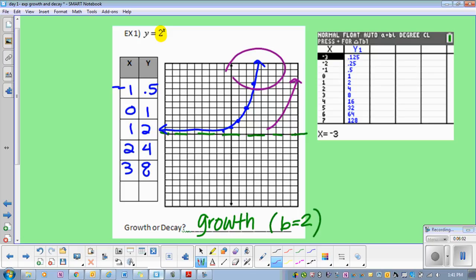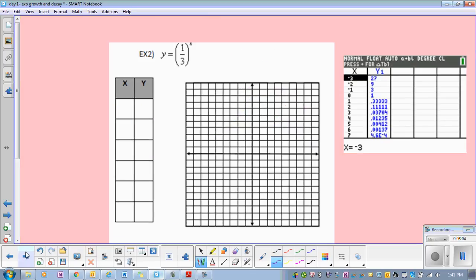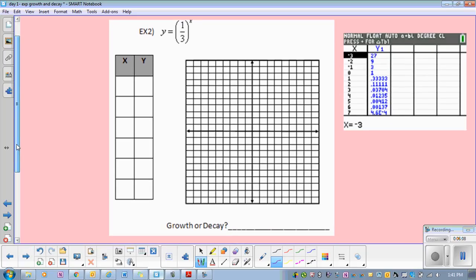Ready for the next one? All right, so let's look at this guy. y equals 1/3 to the x power. Now, is this one a growth or a decay? Good. And it's a decay because my b, the base that the exponent is attached to, is what? Yeah, it's smaller than 1, but it's bigger than 0, because b equals 1/3. Good.